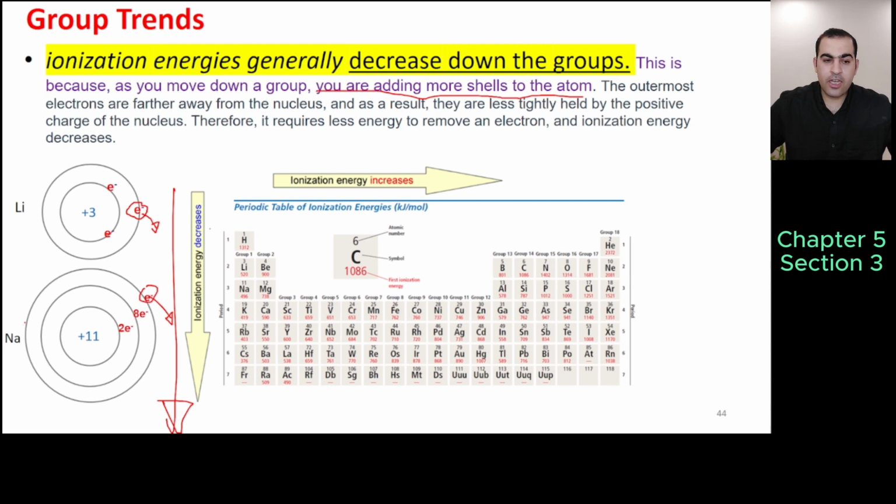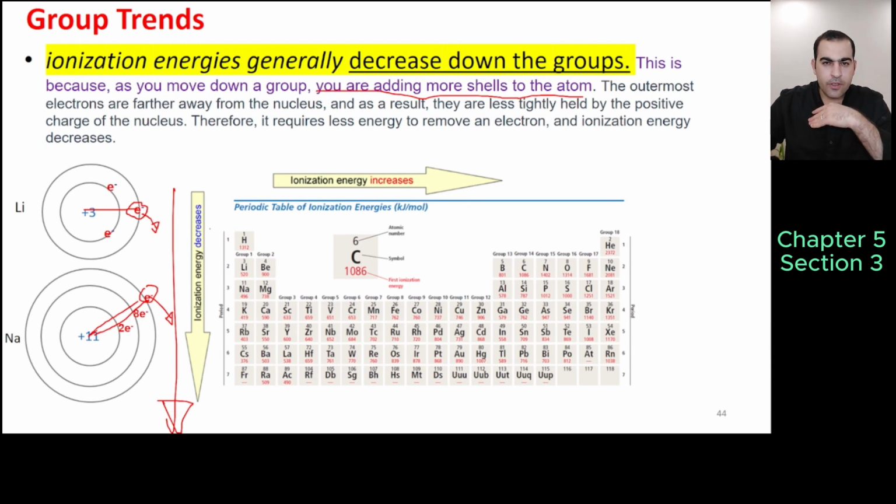Because the outermost electrons are farther away from the nucleus. The valence electron of sodium compared to lithium is farther from the nucleus. So when it's farther, as a result, it is less tightly held by the positive charge of the nucleus. It is not strongly pulled by the nucleus. You add less energy, and then you take away this electron. That's why ionization energy decreases down the group.